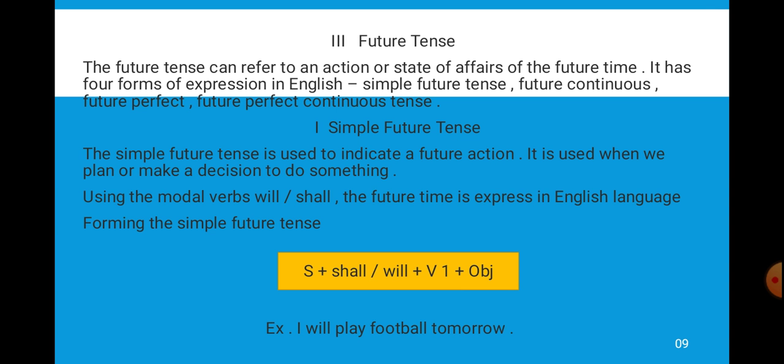Simple future tense is used to indicate a future action. It is used when we plan or make a decision to do something. Using the modal verbs will or shall, the future time is expressed in the English language. Forming the simple future tense: subject plus shall or will plus verb first form plus object. For example, I will play football tomorrow.